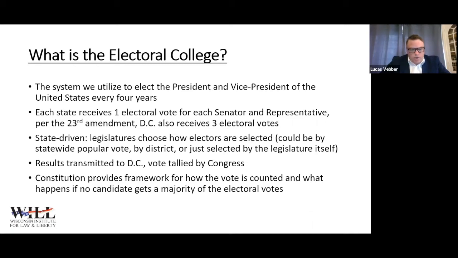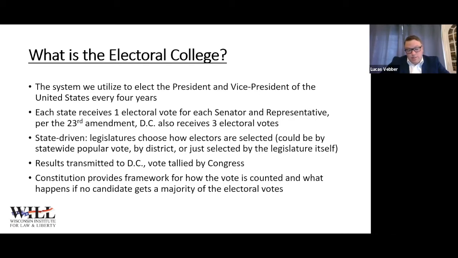It's a state-driven process. Legislatures get to choose how electors are selected. There's nothing that says that legislatures have to allocate their electoral votes by popular vote, for example. States could, and early on when the Republic was first started, they often did not even use a popular vote process. They could allocate them any way they chose to.